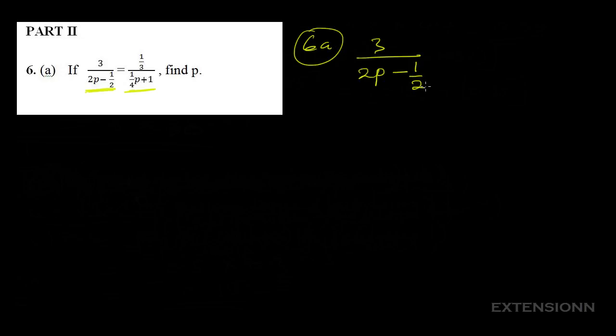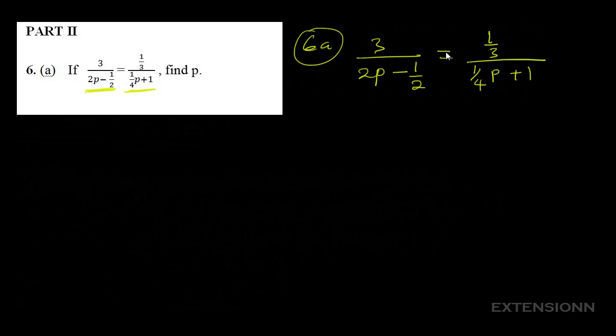Now this is another very simple question. It says if the left hand side is equal to the right hand side of this equation, find p. So what we'll do is we'll just write this out. So this will be 3 all over 2p minus 1 over 2 equals 1 over 3 all over 1 over 4p plus 1.